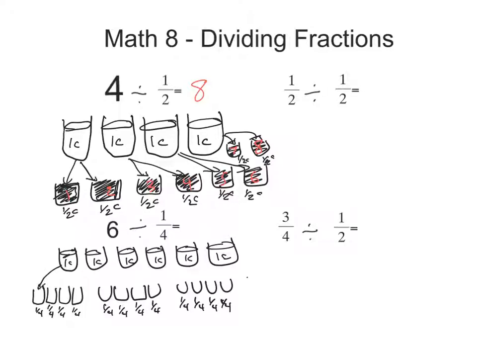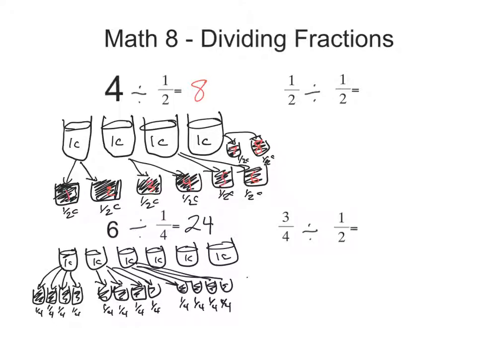Okay, this one would go here, here, here, and here. You could fill up 4 cups. This one would fill up 4 cups. This one would fill up 4 cups. Okay. And so with these ones, for every cup, you'd get 4 quarter cups out of it. So it's like 6 times 4. So in the end, you would end up with 24 quarter cups.